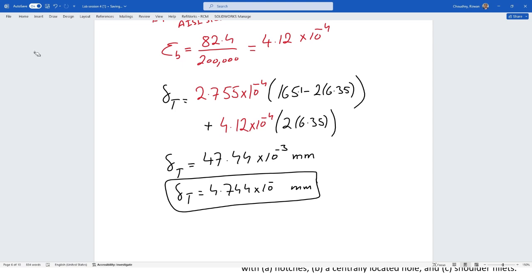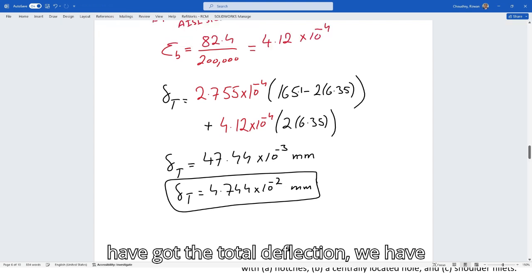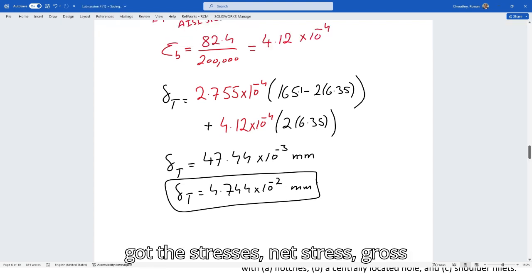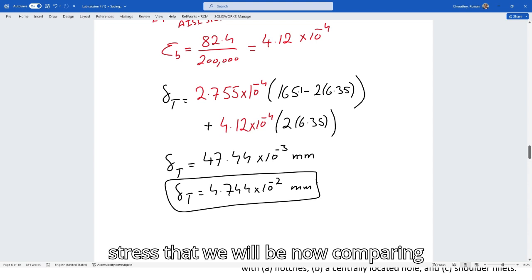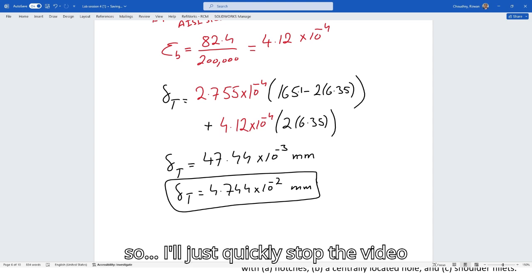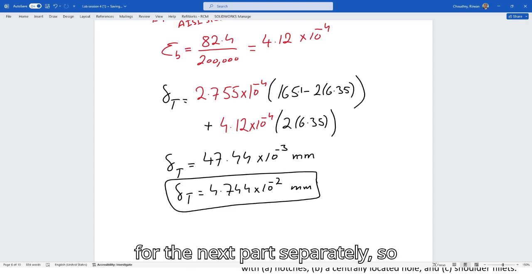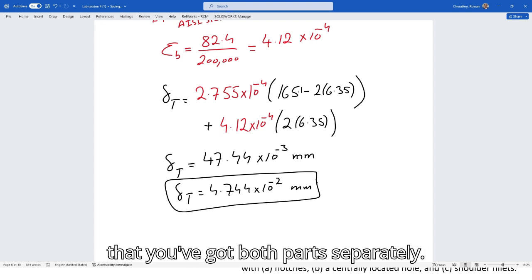Now we have some values to compare. We have the total deflection, and the net stress and gross stress, that we will now compare with the computer simulation. So I'll quickly stop the video over here, and then I will record again for the next part separately, so that you've got both parts separately.